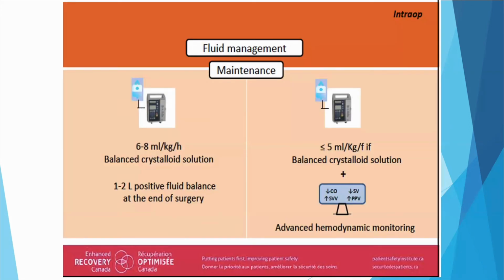So we went back and looked at the guidelines, and Enhanced Recovery Canada suggested that probably in the range of 6 to 8 mils per kilo per hour, with a positive balance of 1 to 2 liters, would be adequate for most. But if you're doing goal-directed therapy, you may be able to fine-tune that number down a little bit more because you're actually driving your therapy based on your monitor.